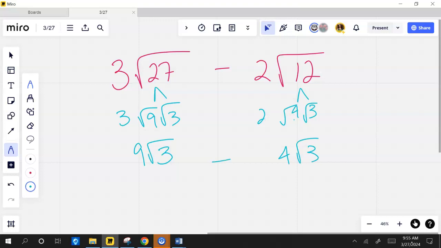Now, are they like radicals? Yes, the root's the same. The number under the root is the same, so I can combine the coefficients. What's 9 minus 4? 5. So I get 5 times the square root of 3.